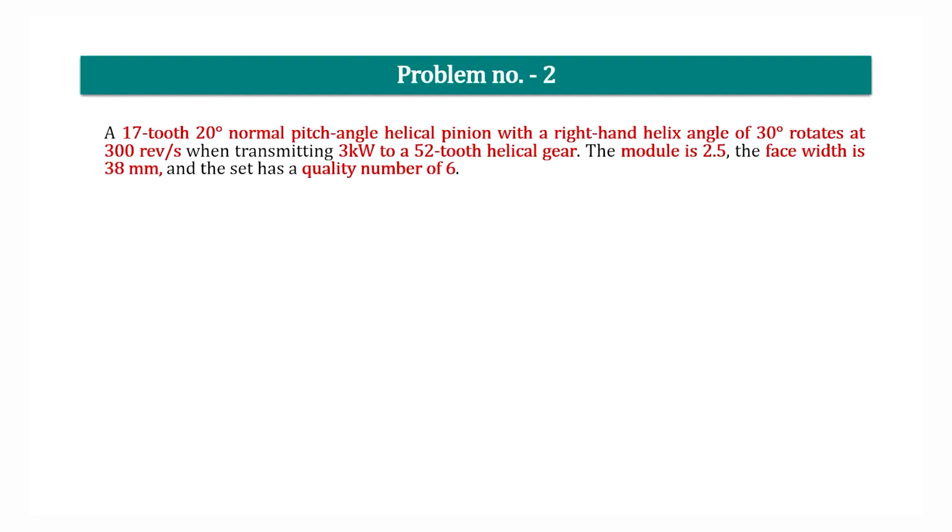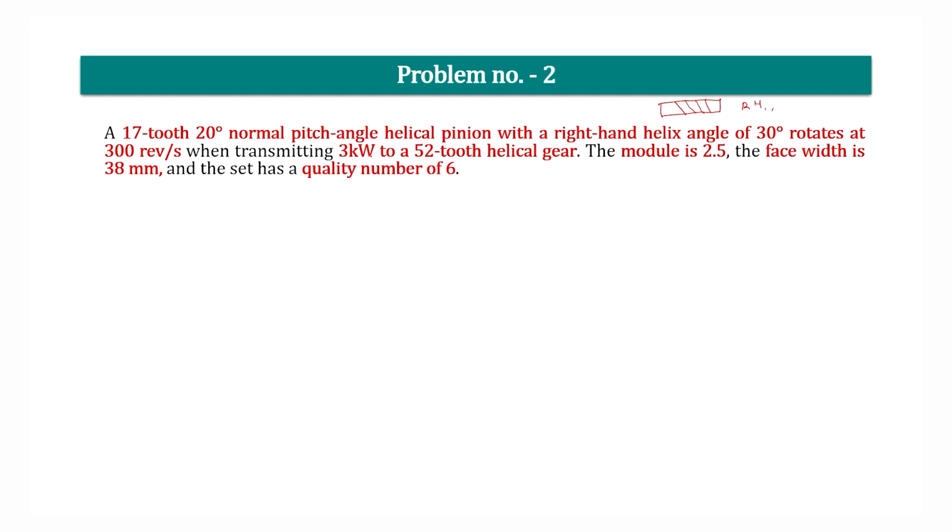Now, we are going to take the second problem, which is a design related problem. This problem is a 17-tooth, 20-degree normal pitch angle helical pinion with a right hand helix angle. In the case of a helical gear, the gears are inclined, and thus they will have either right hand or left hand inclination. So, the given is a right hand gear, with a helix angle of 30 degrees, and it rotates at 300 rps.